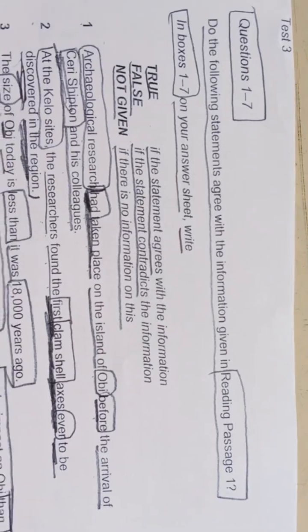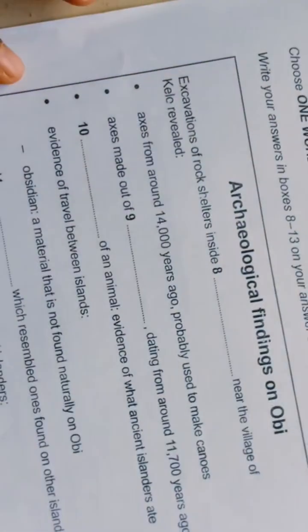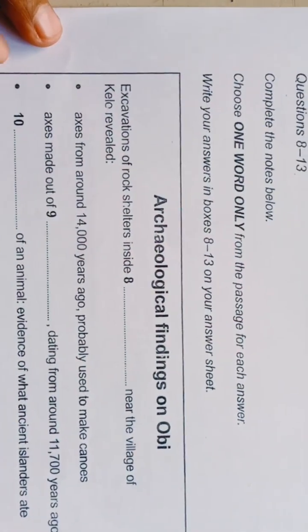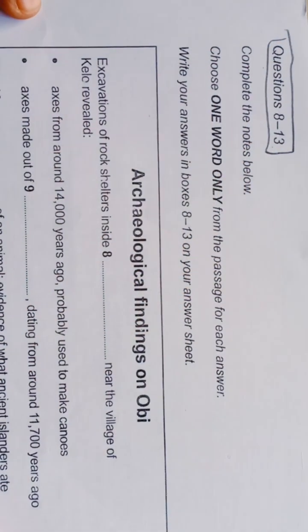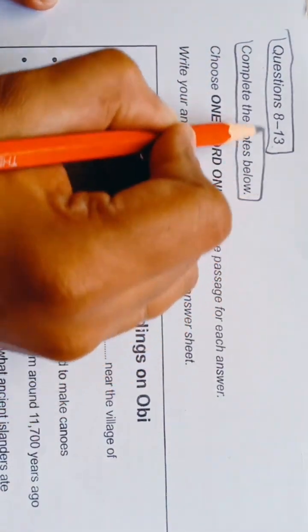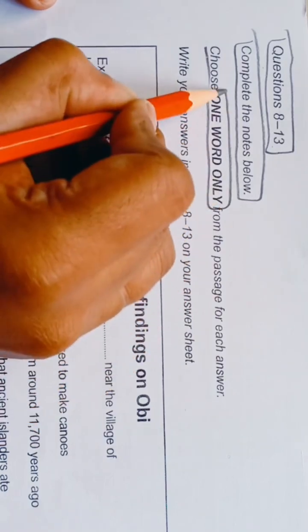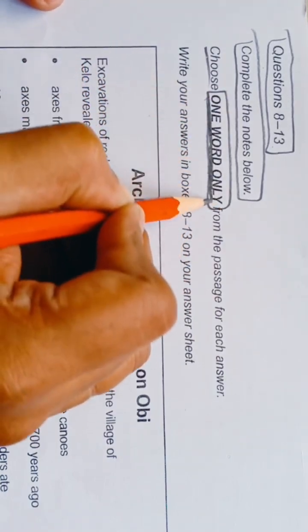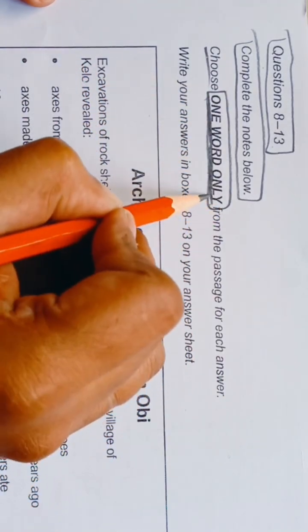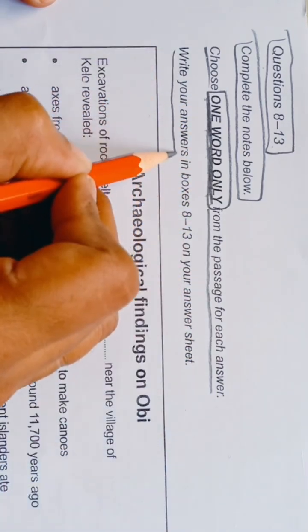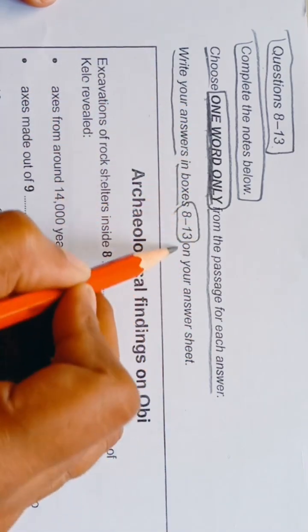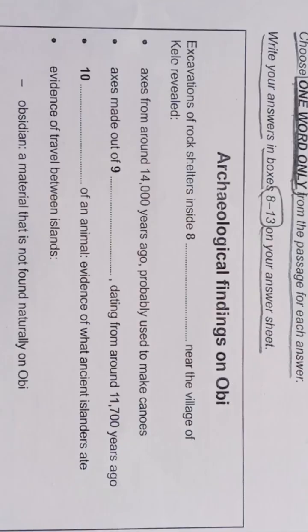Now let's quickly see our other question type. Questions 8 to 13. Complete the notes below. Choose ONE WORD ONLY. This is very important. They are asking for one word, so we will write one word only. Choose one word only from the passage for each answer. Write your answers in boxes 8 to 13 on your answer sheet.